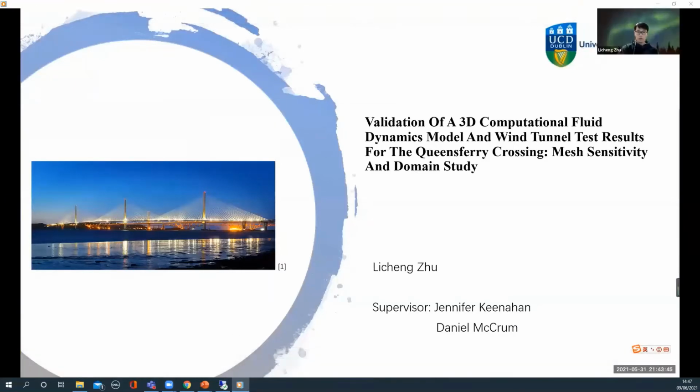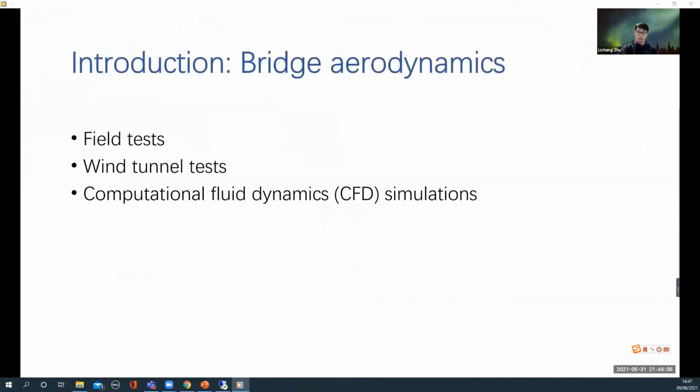Hello everyone, welcome to my presentation. My name is Cheang and I'm from UCD. Long-span bridges are vulnerable to the effect of wind. The study of bridge aerodynamics is essential in ensuring safety and acceptable performance. Typically, there are three methods used for bridge aerodynamic design. They are field tests, wind tunnel tests, and CFD simulations.